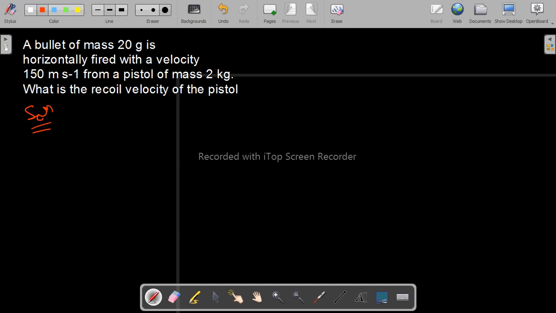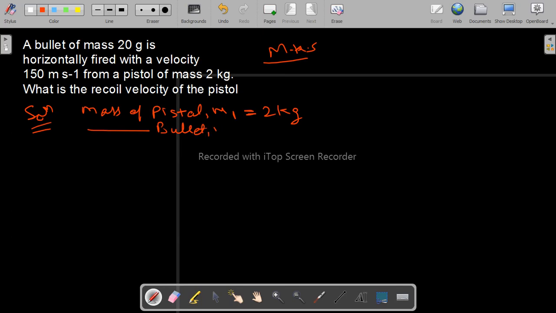It is given that a bullet of mass 20 gram is horizontally fired with a velocity of 150 meter per second from a pistol of mass 2 kg. Suppose the mass of the pistol is m1, which is 2 kg. Make sure all units are in the standard MKS system, so never forget to convert these units. We take the mass of the bullet as m2, which is given as 20 gram.